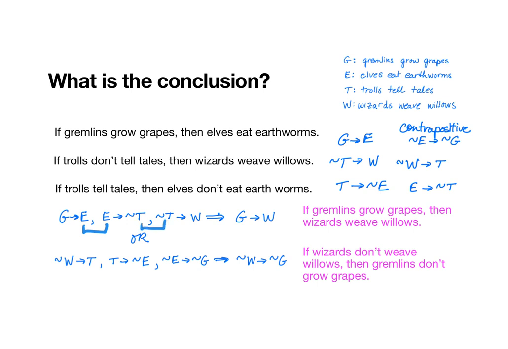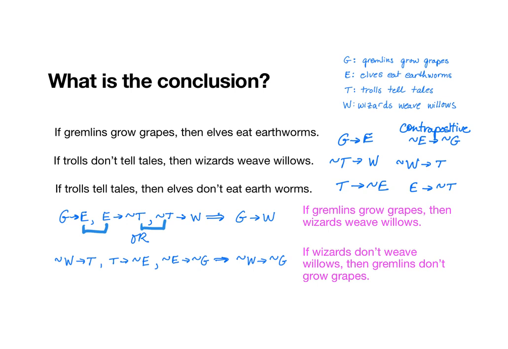And I was able to do it two different ways. If I started with G, G implied E from here. E implied not T. That was the contrapositive of my last statement. And then I was looking for a not T to hook that up with. Not T implies W. That's the conditional statement from my second statement. And then I was able to link G to W. G implies W. So if gremlins grow grapes, then wizards weave willows.